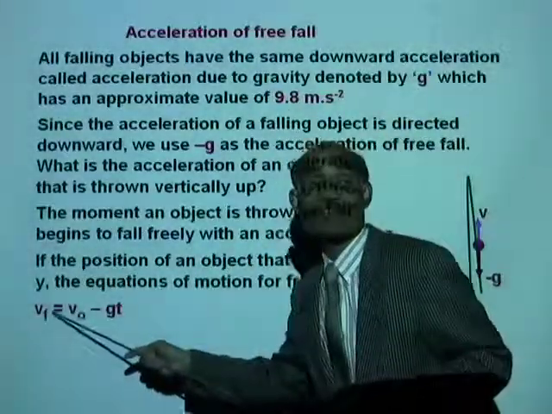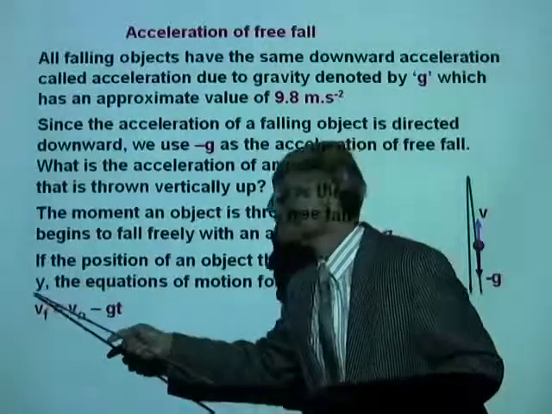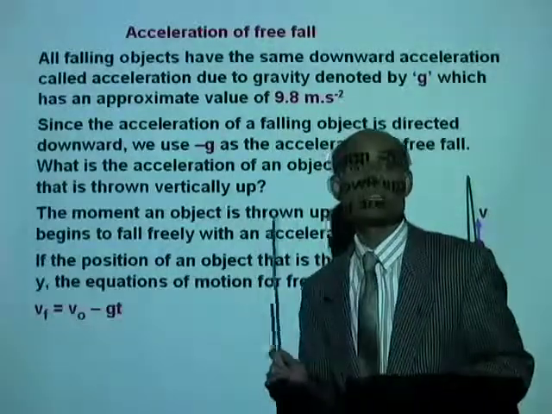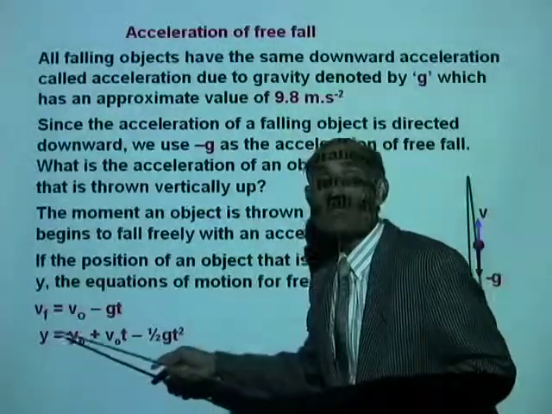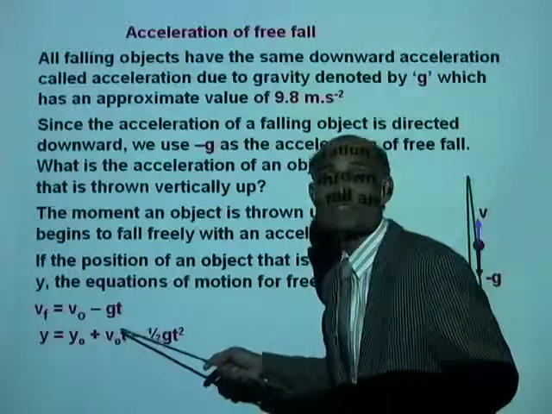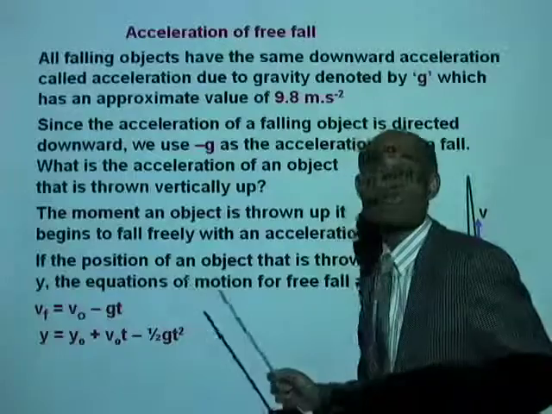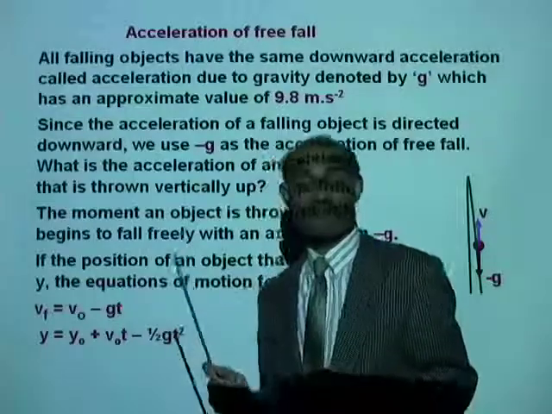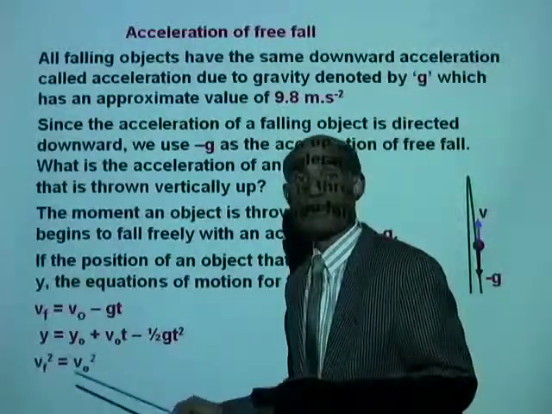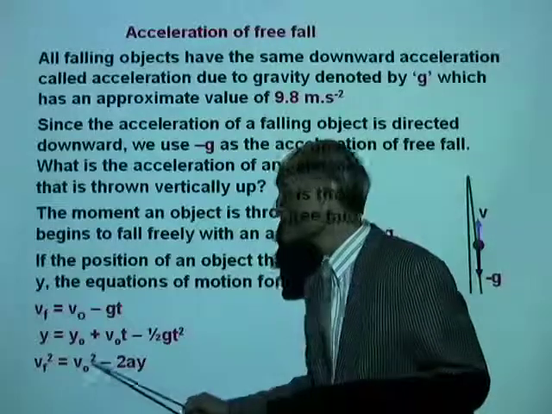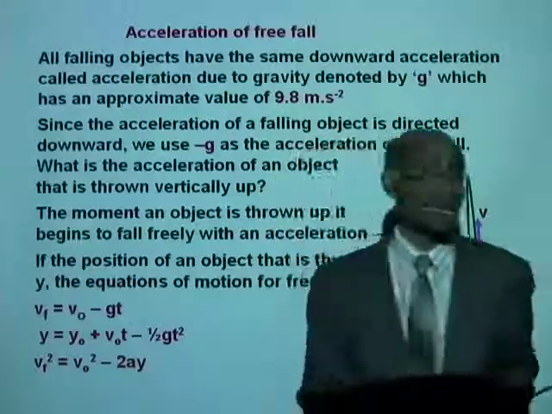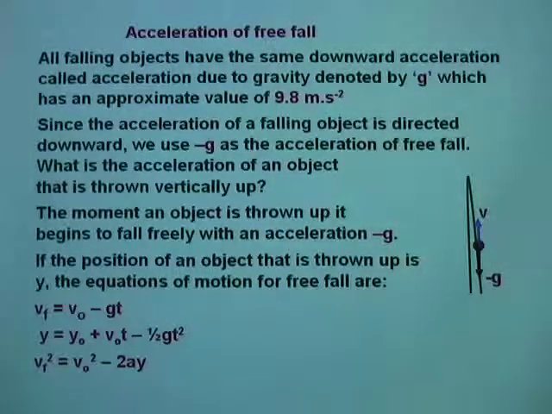So the first equation for a freely falling object is vf equal to v0 minus gt. The second: y equal to y0 plus v0t minus 1/2 gt squared. I hope you understand why I'm using y and not x. And what will be my third equation? vf squared equal to v0 squared minus 2gy. Look at that, I forgot to change that a to g. It'll be minus 2gy.